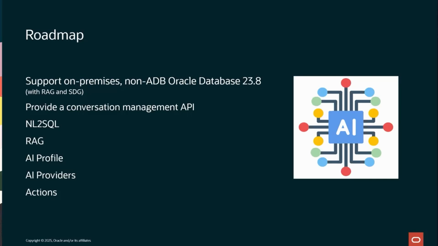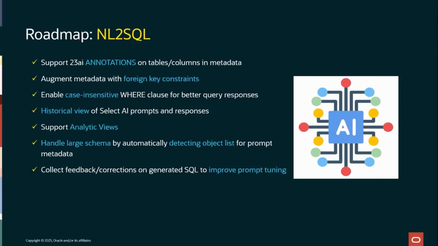But let's look at some roadmap items in each of the categories listed here. So on the roadmap for NL2SQL, we have support for the 23AI feature annotations, which can be included in the table and column metadata provided to the LLM. We'll also augment metadata with foreign key constraints to further help the LLM determine relationships among tables and views. All of this with the goal of producing more accurate SQL queries and results.